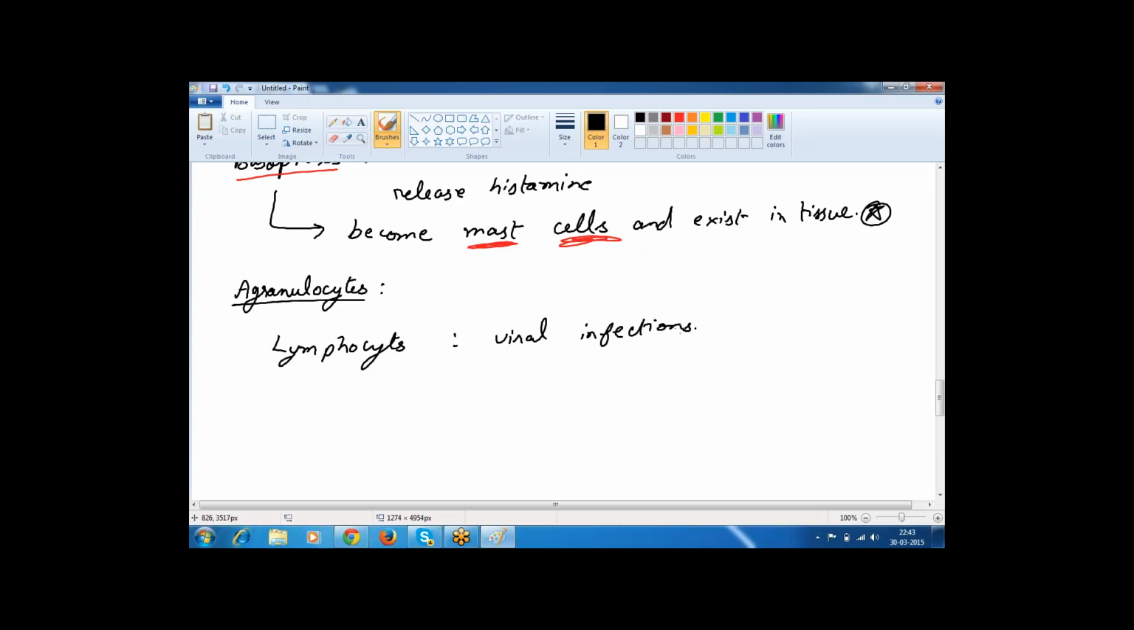Remember, in bacterial infections, neutrophil count rises. In parasitic infections and allergic reactions, eosinophil count rises. Whereas in viral infections, the lymphocyte count rises.